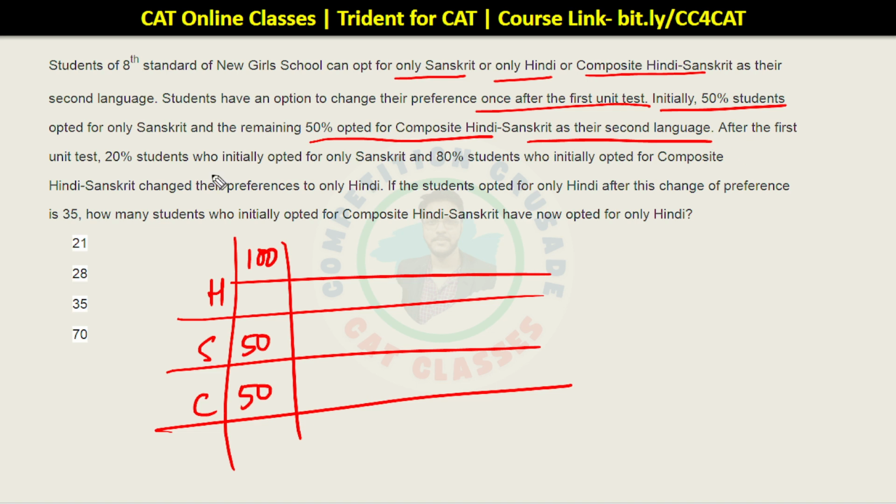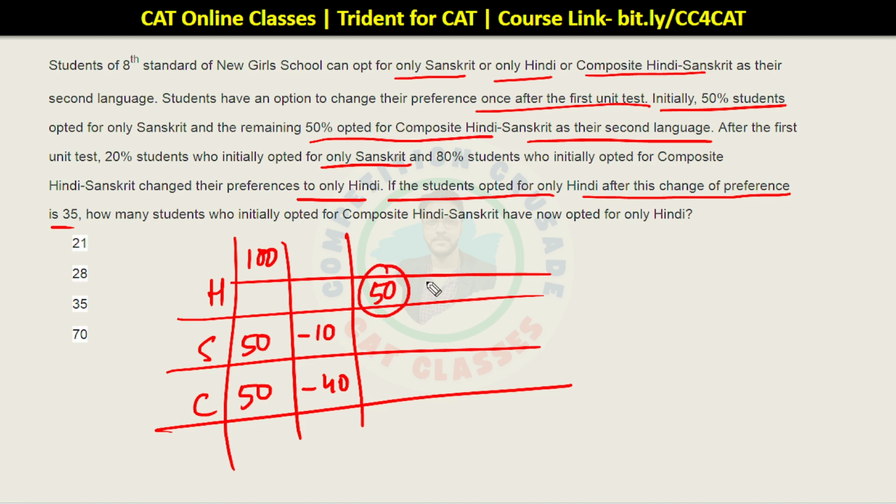After the first unit test, 20% of the students who initially opted for only Sanskrit, 20% of only Sanskrit is 10, minus 10, and 80% of the students who opted for composite Hindi Sanskrit, okay, 80% of this is going to be minus 40, changed their preferences to only Hindi, which means that this is 50 minus 10, minus 40. These many students moved out from Sanskrit and composite, went to Hindi after the first unit test. All right. The students who opted for only Hindi after this change of preference is 35.